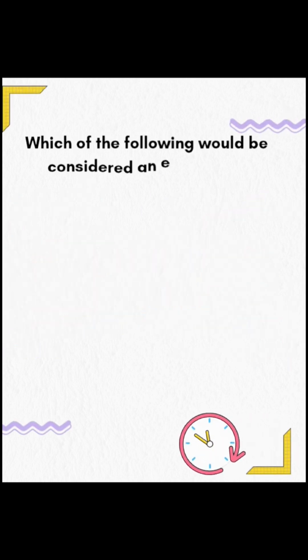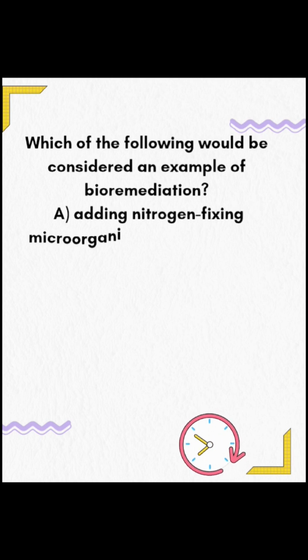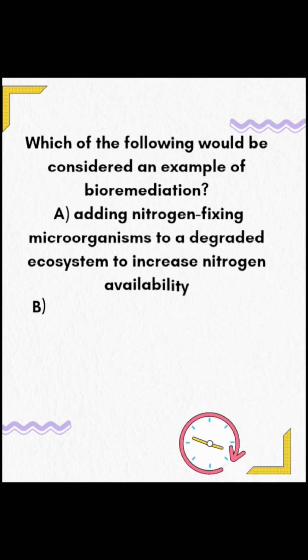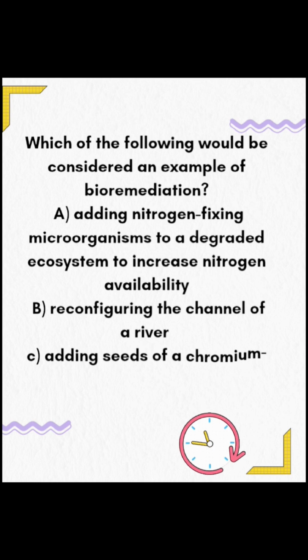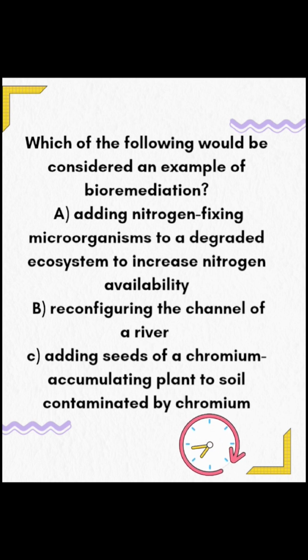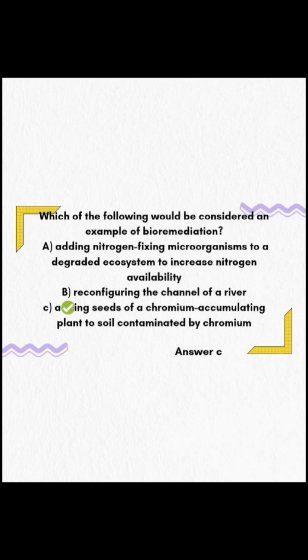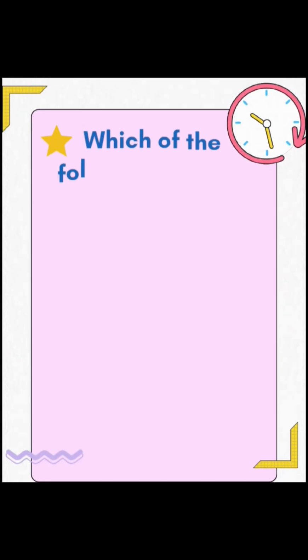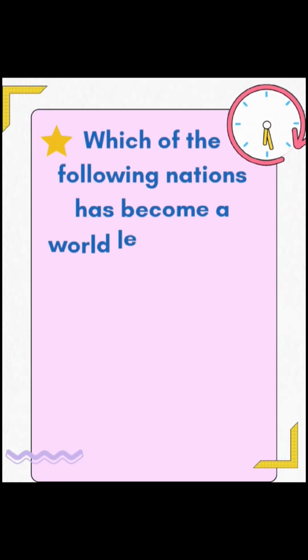Which one of the following would be considered an example of bioremediation? A, adding nitrogen-fixing microorganisms to a degraded ecosystem to increase nitrogen availability. B, reconfiguring the channel of a river. C, adding seeds of a chromium-accumulating plant to soil contaminated by chromium. So the answer here is option C, adding seeds of a chromium-accumulating plant to soil contaminated by chromium.